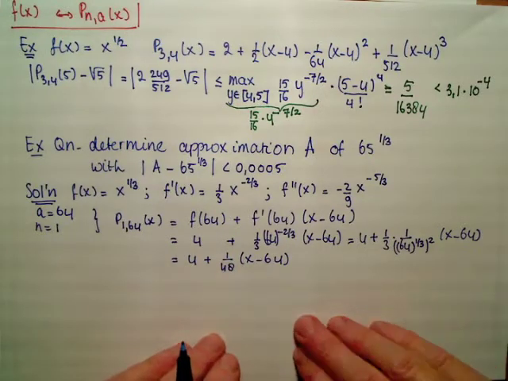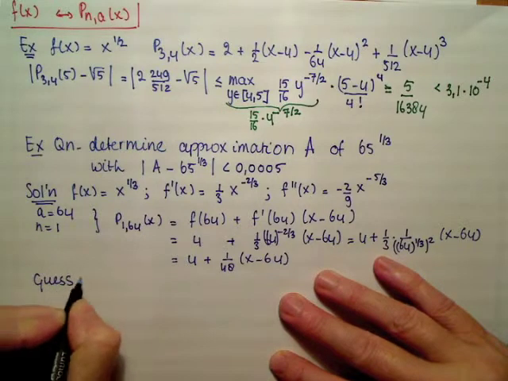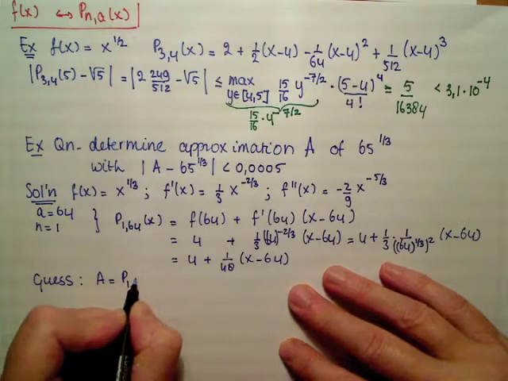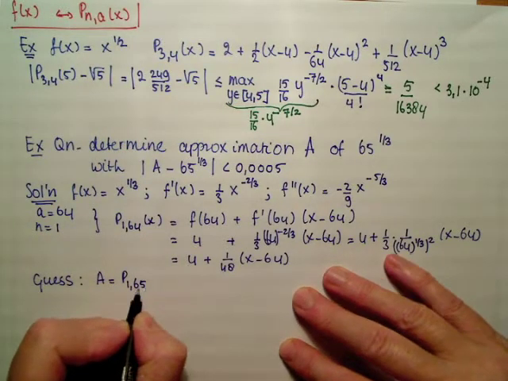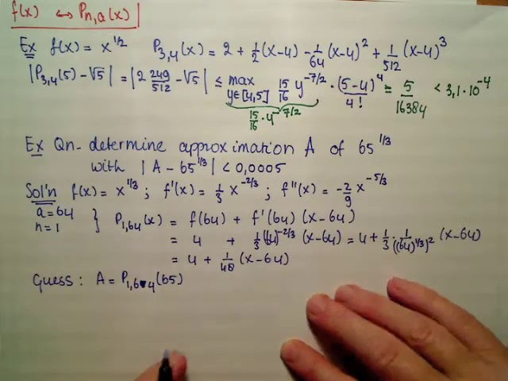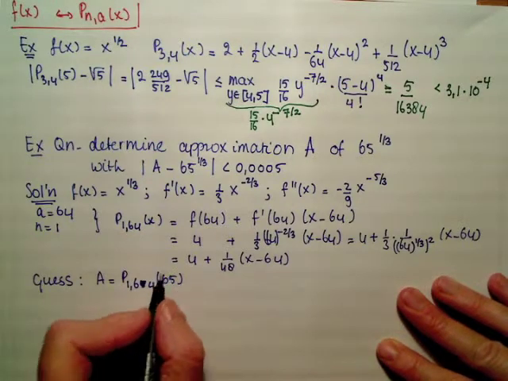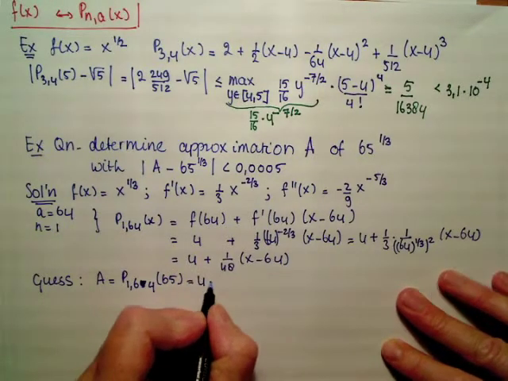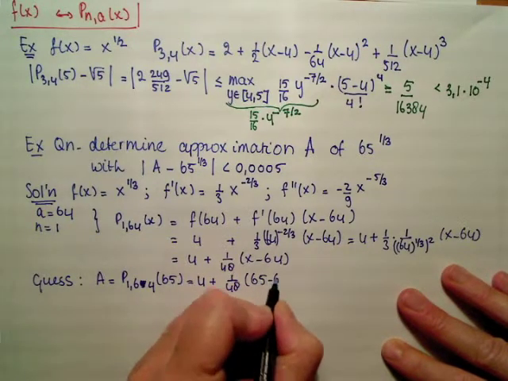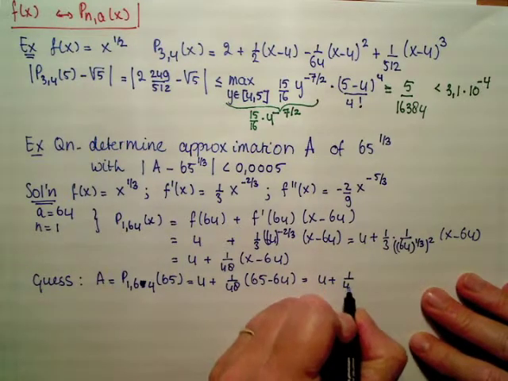Okay, so what we try as a guess for our approximation is the value of this first order polynomial at 65. So this first order polynomial with base 64 evaluated at the point 65 is 4 plus 1 over 48 multiplied by 65 minus 64, which is equal to 4 plus 1 over 48.